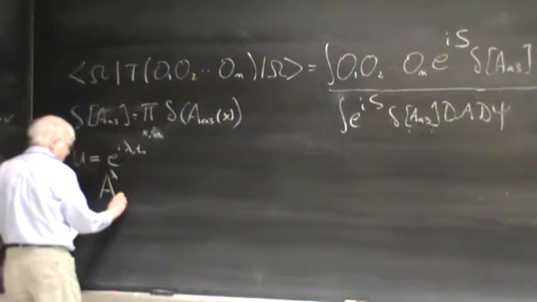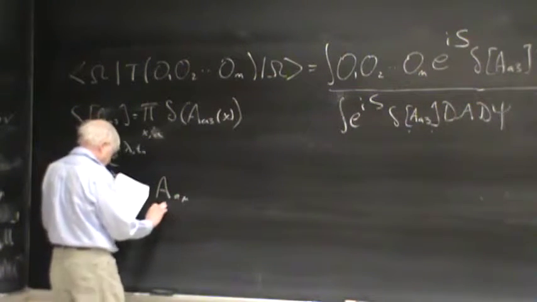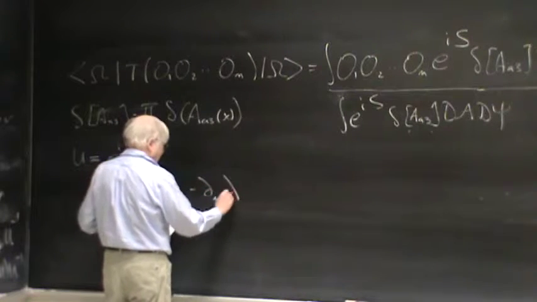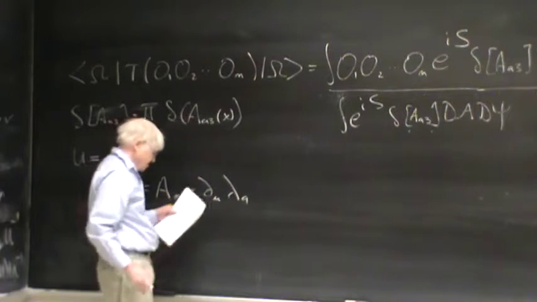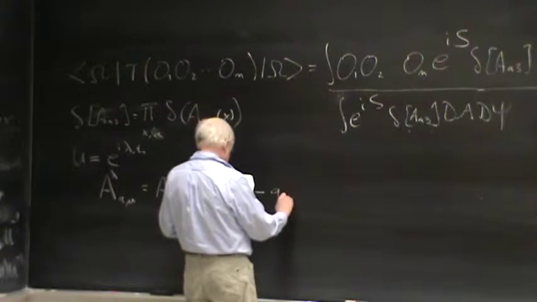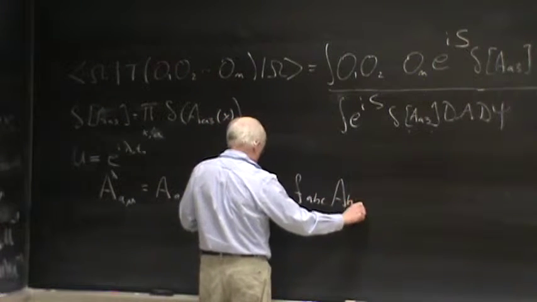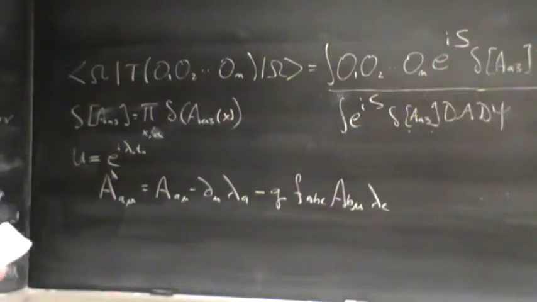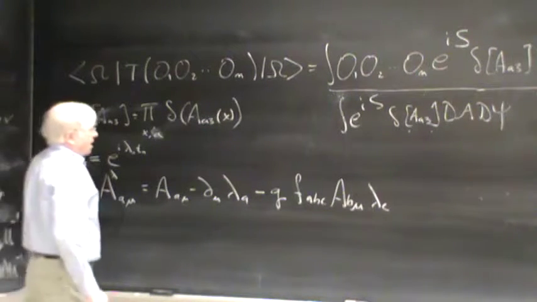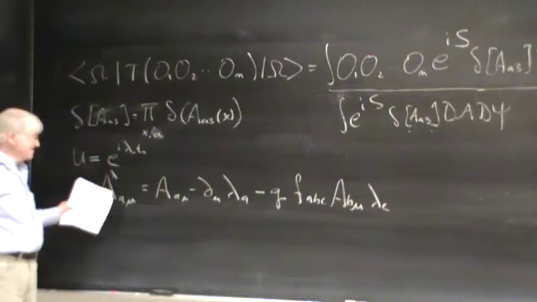A prime, which I'll write as A lambda of A sub a mu, is A mu, leading term, minus D mu lambda a. So that's just the kind of the gauge transformation of abelian gauge theory. And then minus g f abc A b mu lambda c. So at the lowest order for infinitesimal lambda, this is the infinitesimal gauge transformation. Now, what we're going to do is compute the Jacobian of this. How does this depend upon lambda?